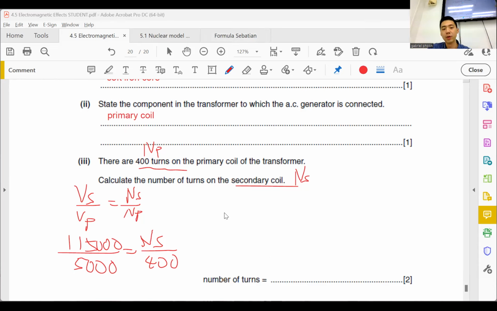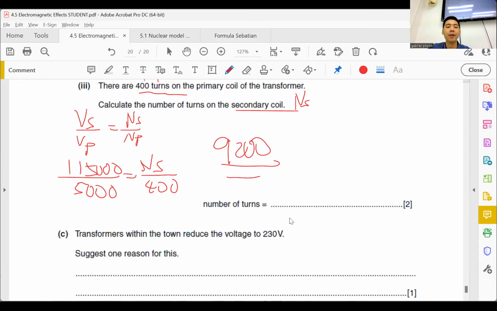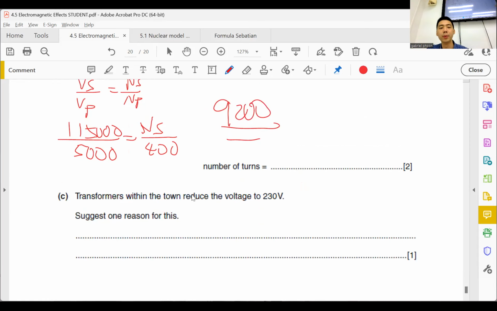9,200. Do you all get 9,200? Yes. Right. And then the final question, which is a concept question, guys. Transformers within the town reduce the voltage to 230 volts. Why is this important, guys? Why must we reduce everything to 230 volts before it is supplied to us at home? What's the reason?